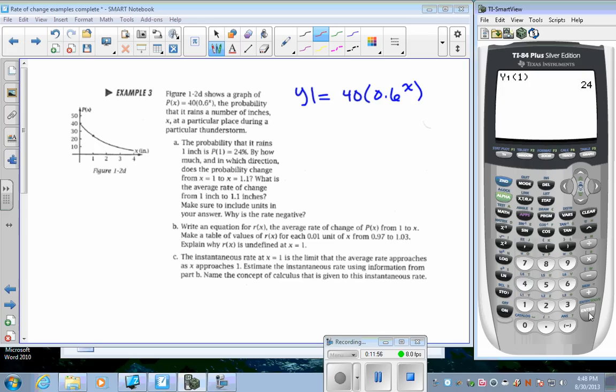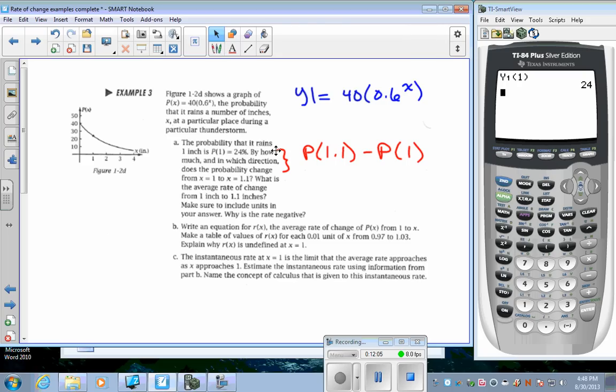So for this question right here, what I need to do is I need to say, well, if I take p of 1.1 and I subtract p of 1, that's going to be how much it's going to change and in which direction it's going down, so it's actually decreasing. So let's go ahead and figure out what that difference is. And again, I'm going to use my calculator.